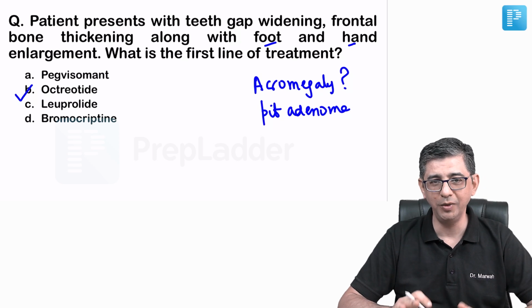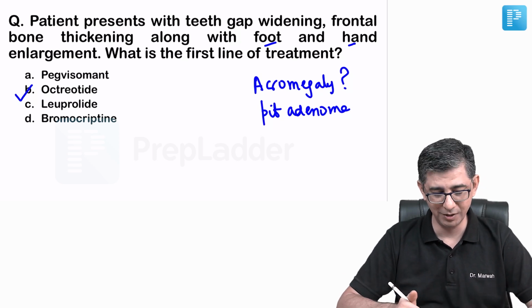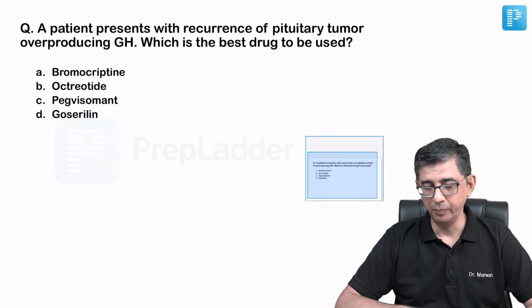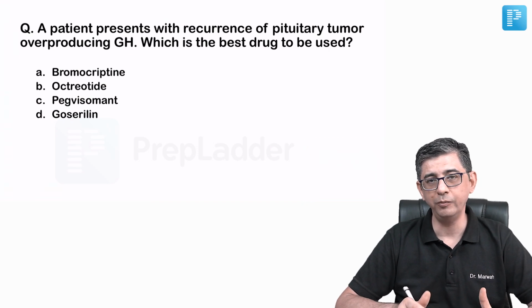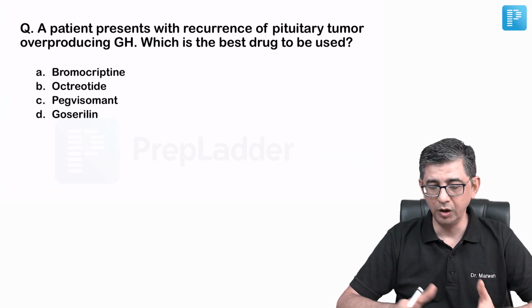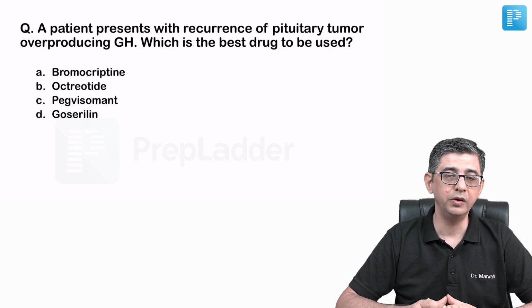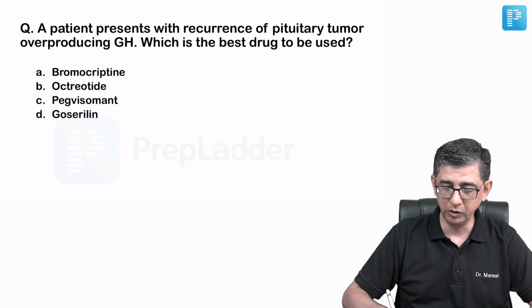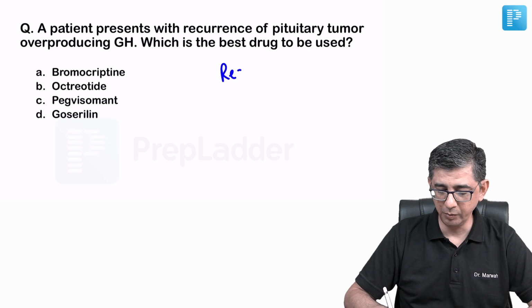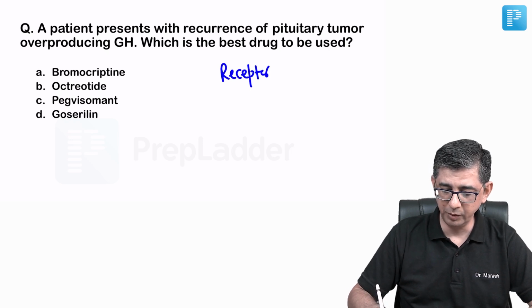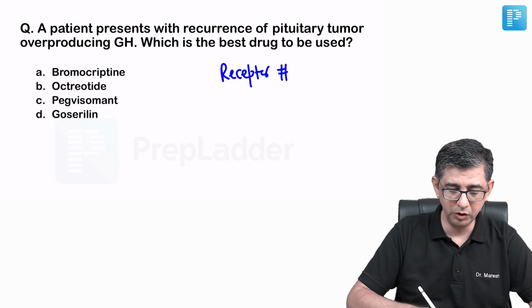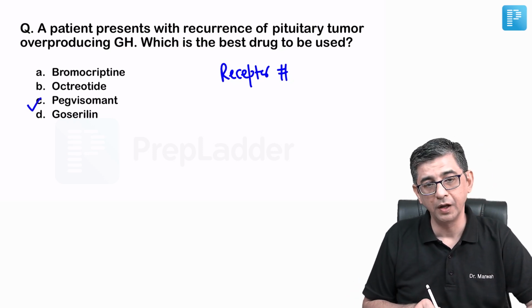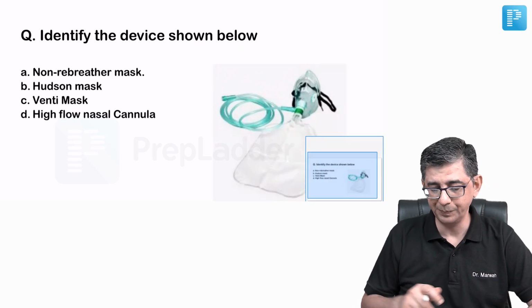Option A would come up in a different question subsequently, so in case you are listening to this and you are pinging me, then yep, there's another question that was having pegvisomant as an answer. Let's focus on that one. It said a patient is having recurrence of pituitary tumor overproducing growth hormone. So in this particular case, we would not go in for surgery. What we are going to do is neutralize the effect of the growth hormone, the receptors per se. Ultimately, if you block the receptor, the hormone will not be able to act. The drug that's going to do this job for me would be pegvisomant. The answer to this question is option number C.